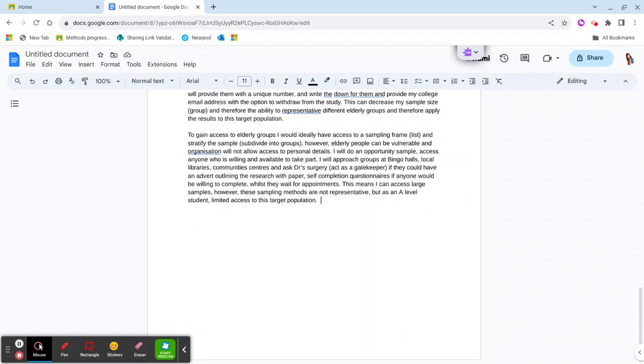Okay, right. Done my sample. I was just thinking that with a doctor's surgery, the chances of them letting you do a structured interview there are going to be really quite limited. So we're going to try and do structured interviews as an opportunity sample, but also self-completion if they would rather. Ideally I'd have access to a sampling frame, but I won't be allowed access to personal details. So: bingo halls, local libraries, community centres, and ask doctors' surgeries to outline the research with self-completion questionnaires, if anyone is willing, whilst they wait for appointments.